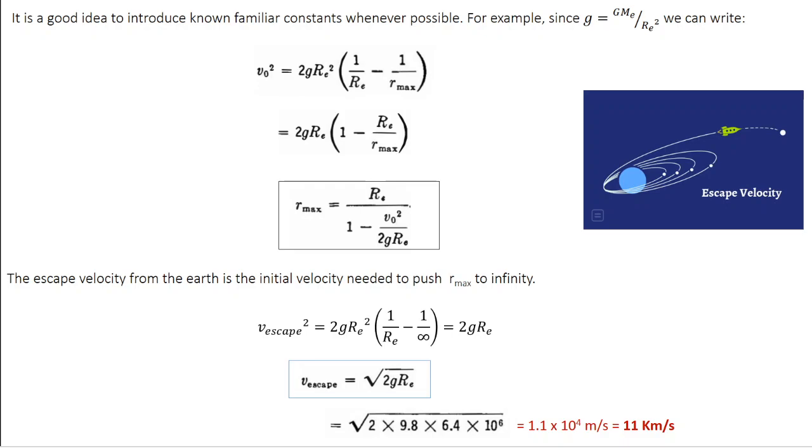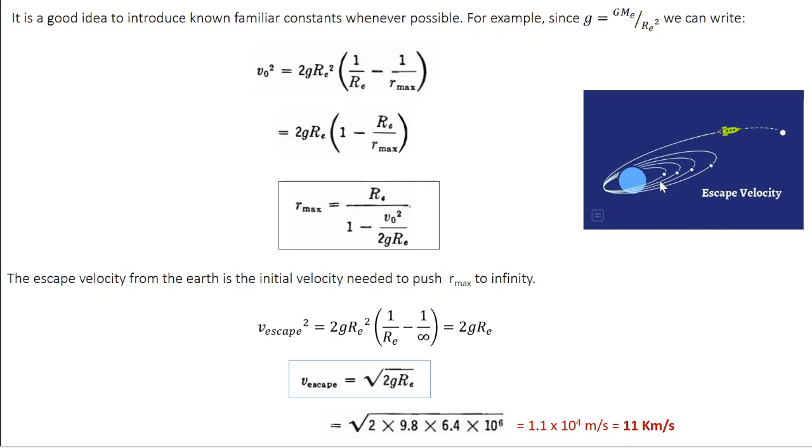Now from this you can get the expression for r max as r max equal to re divided by 1 minus v naught square divided by 2g re. So the first part of our problem is done, we have found out what is the maximum altitude. Next we need to find out what is the escape velocity.